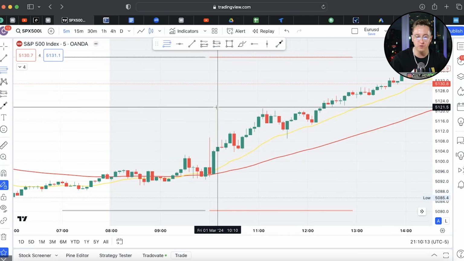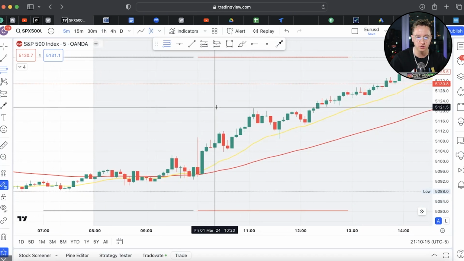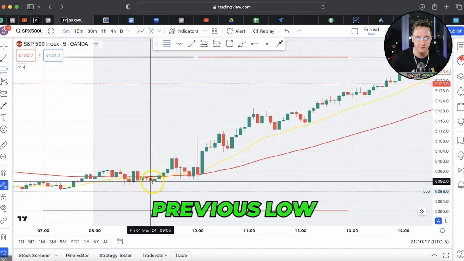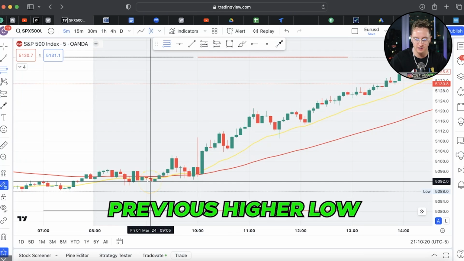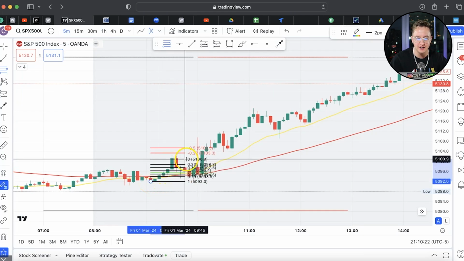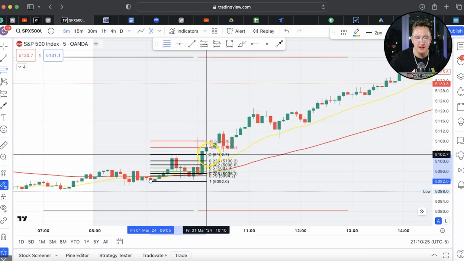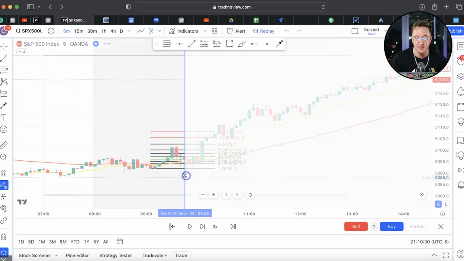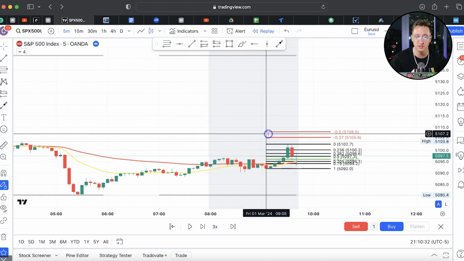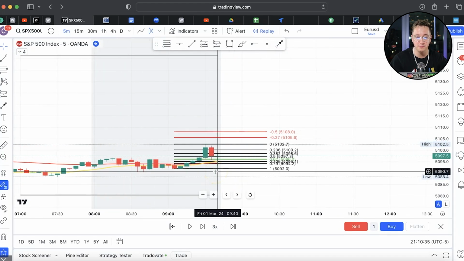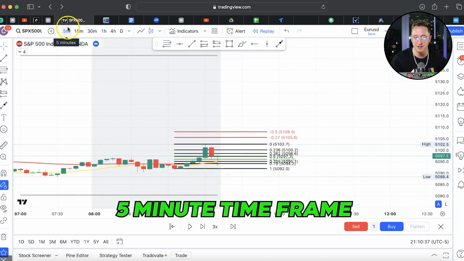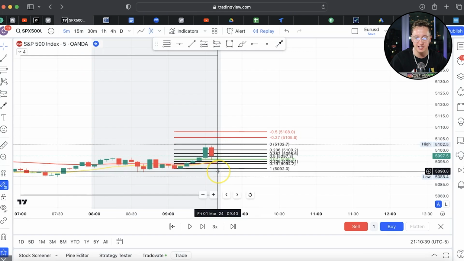So what we're overall looking for when we're using this tool is we want to find the previous low or the previous higher low, then we want to go to the next higher high, and then we want to extend into the future. So ideally, let's pretend that this is what price was doing. And once again, we want to be at those key times. We're on the 5-minute time frame right now. After this candle closes, it is going to be 9:45.